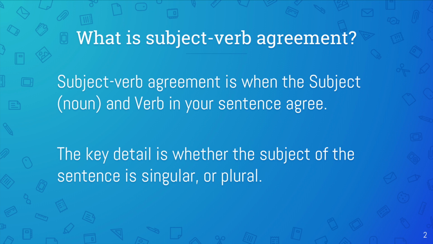Subject-verb agreement is when the subject, which will always be a noun, and verb in your sentence agree. The key detail is whether the subject of the sentence is singular or plural. If the subject is singular, you want a singular verb. If the subject is plural, you want a plural verb.